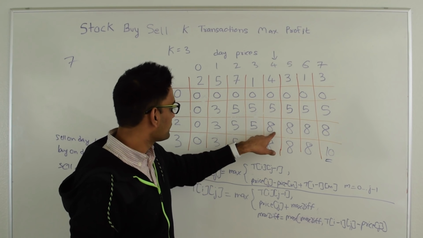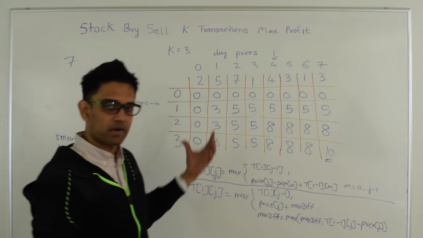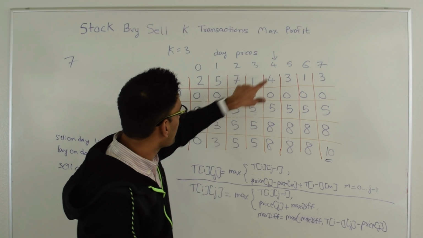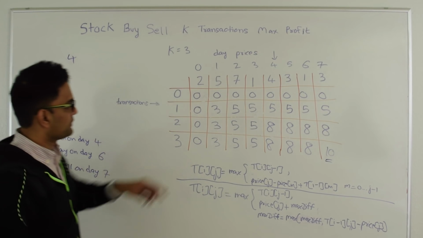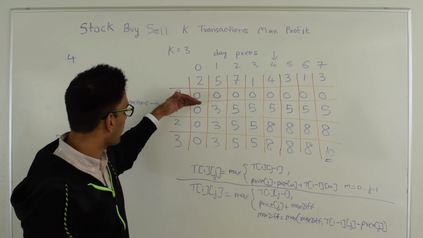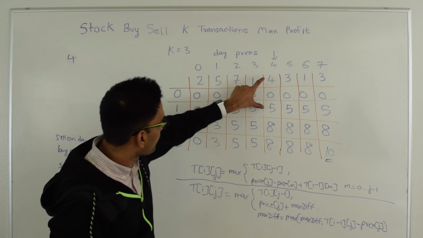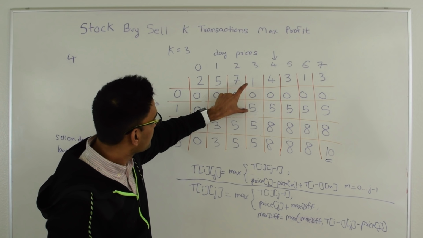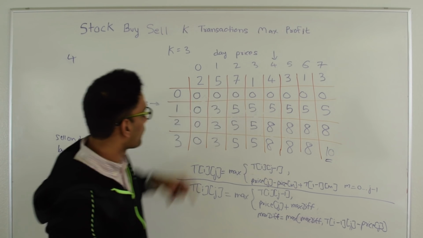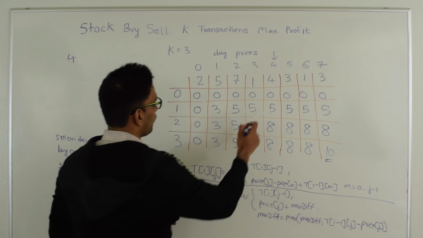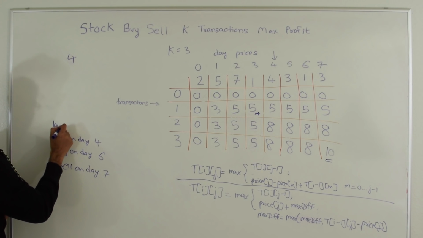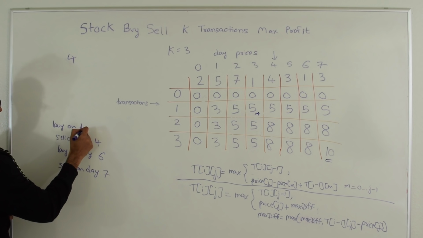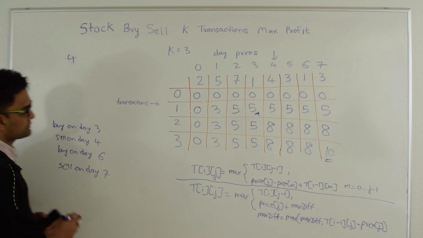And now we are trying to see on what day we are buying. So 8 minus 4 is 4. So we are looking for a place which gives us a difference of 4. On the row above it, we are looking for 5 minus 4 is 1. 5 minus 1 is 4. So this is the day where we are buying the stock. So buy on day 3.